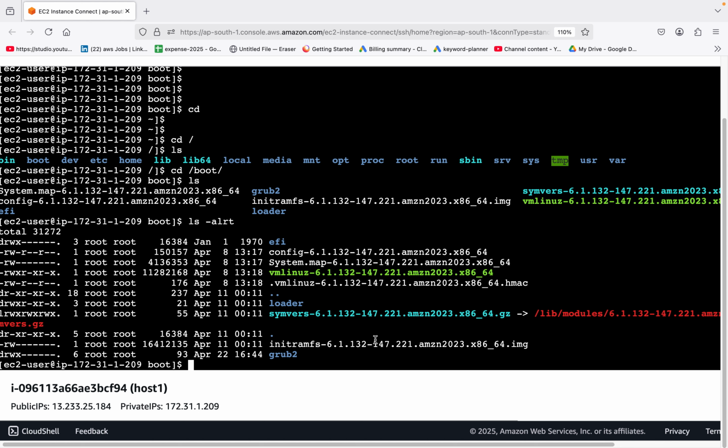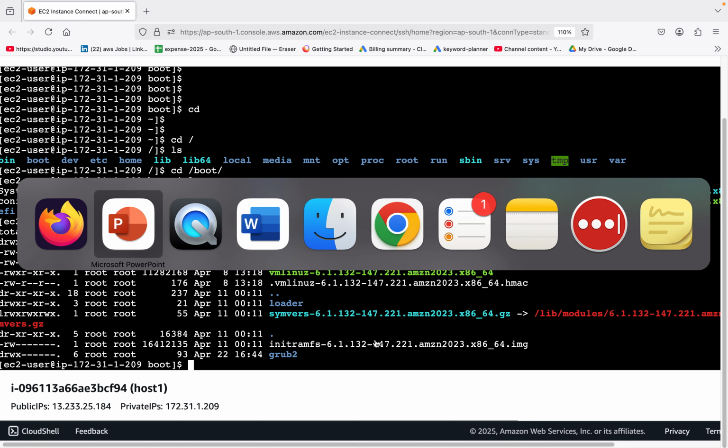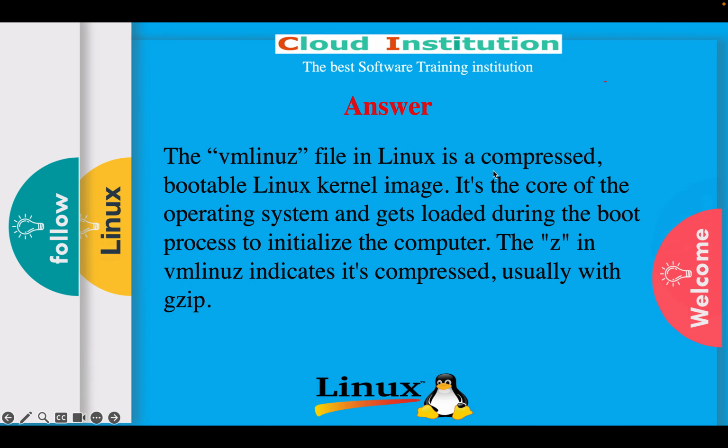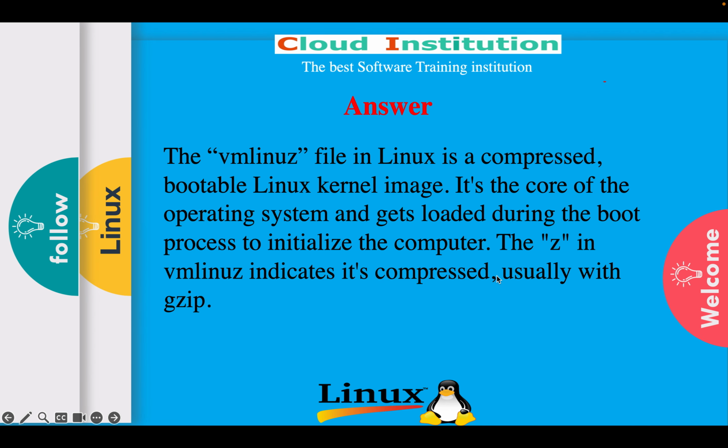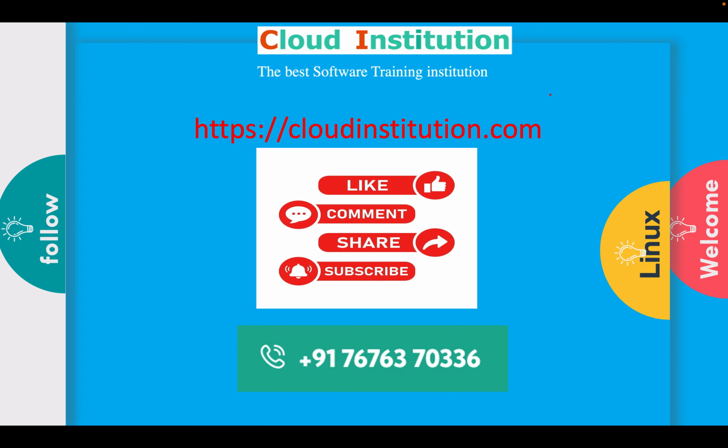This is something you have to know about this particular interview question. The question is going to be: explain the kernel image in Linux. The answer is that the vmlinuz file is the kernel image, the compressed bootable Linux kernel image. It's the core of the operating system, gets loaded during the boot process, and initializes the computer. The Z represents compression with gzip. So this is the answer for this particular question. Hope you understand this question.